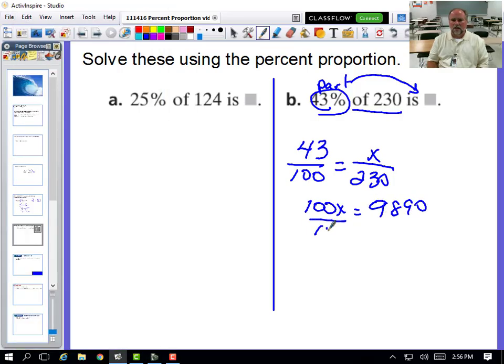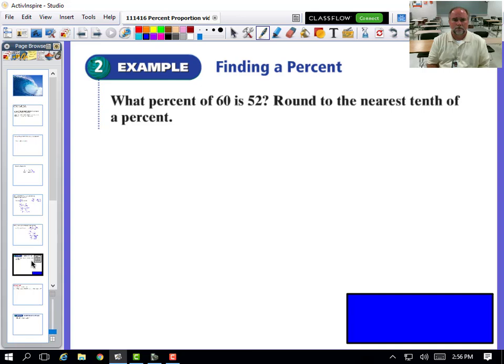We divide both sides by 100. We end up with x equaling 98.9. And again, we don't need a percent sign on the answer because I already have a percent. So that is the first form of a percent problem. This is known as percent of a number. Let's look at the second form now.